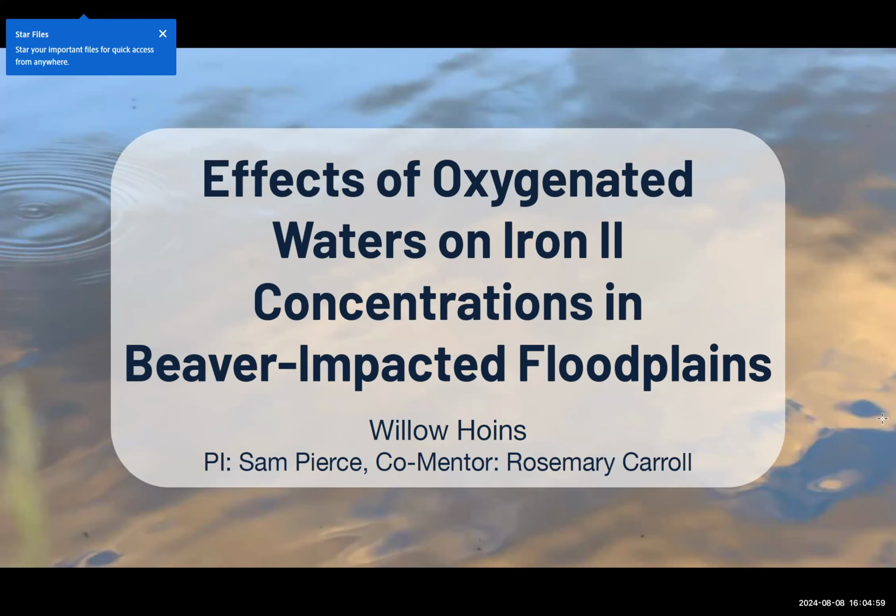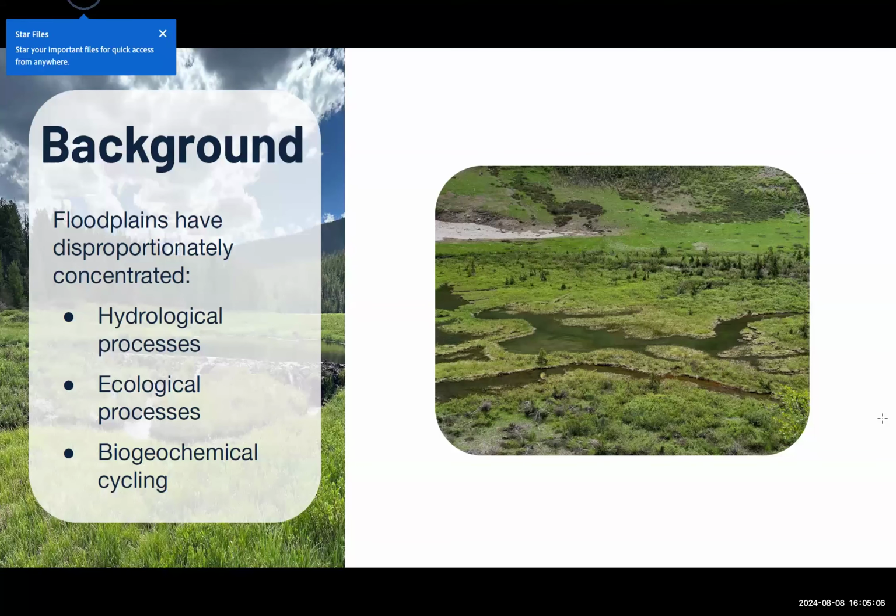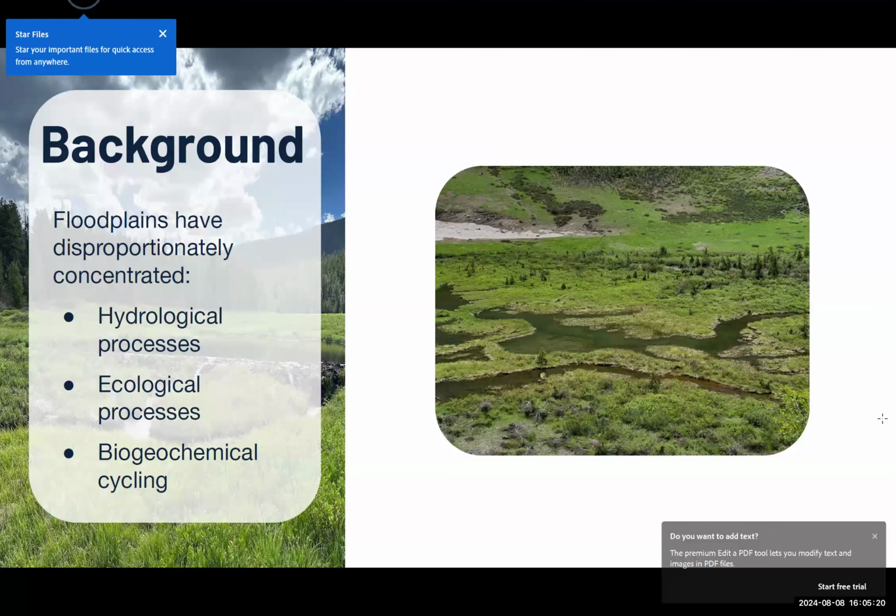So why did I choose this system? Floodplains have disproportionately concentrated hydrological and ecological processes, as well as biogeochemical cycling capabilities. And what that means is it enables them to serve a number of different functions, like depositing fertile soils rich in minerals to farms and ranches, providing biodiverse riparian habitat, dampening peak flows and recharging groundwater, as well as reducing flood impacts. And they're especially adept at sediment, nutrient, and organic matter exchange.